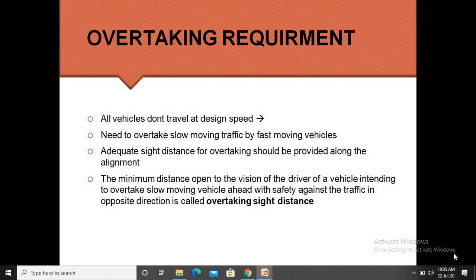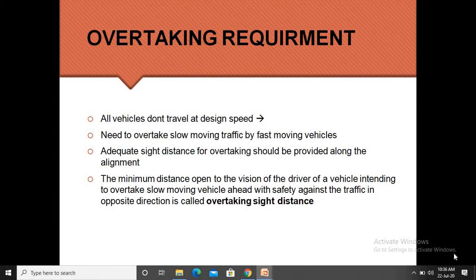So, overtaking requirements. All vehicles don't travel at the design speed. There is a need to overtake slow moving traffic by fast moving vehicles. Adequate sight distance for overtaking should be provided along the alignment. The minimum distance open to the vision of the driver of a vehicle intending to overtake a slow moving vehicle ahead, with safety against the traffic in the opposite direction, is called overtaking sight distance.